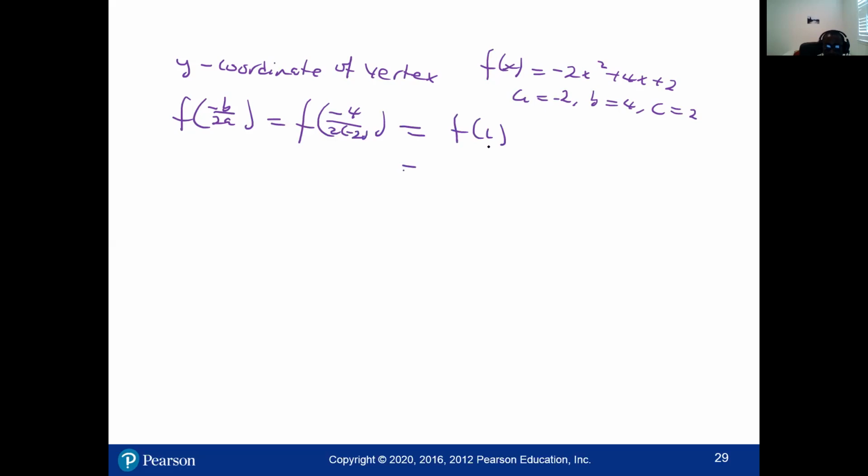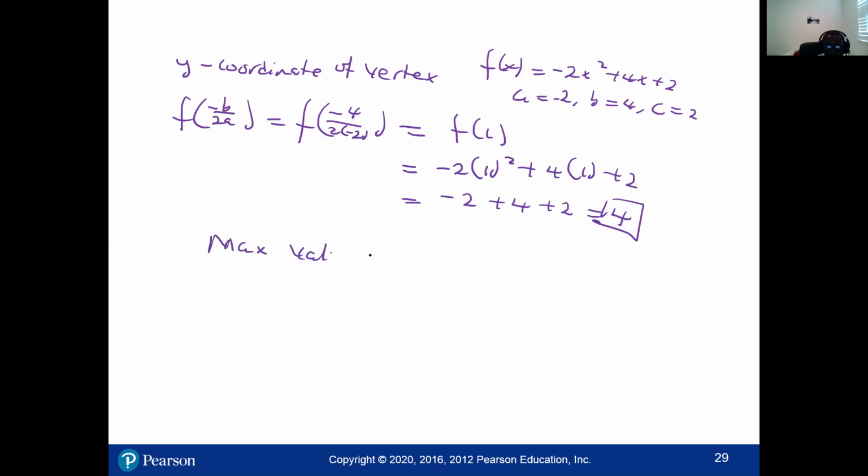You have into the function minus 2 times 1 squared plus 4 times 1 plus 2. So that gives me minus 2 plus 4 plus 2. That's what we have, 4. Okay, so you see that the maximum value is still 4. That is the same as from the graph.